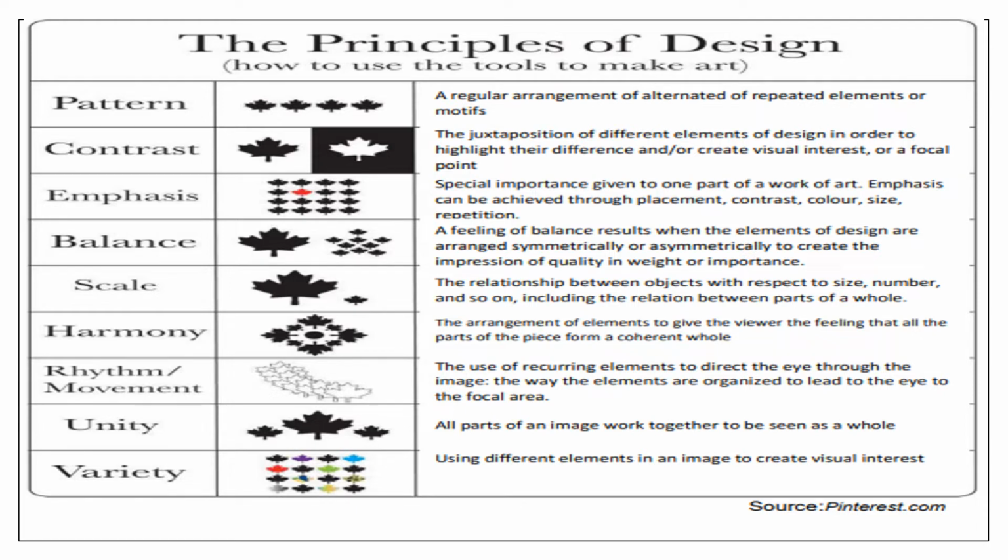The use of recurring elements to direct the eye to the image. The way the elements are organized to lead the eye to the focal area. Unity. All parts of an image work together to be seen as a whole. Variety. Using different elements in an image to create visual interest.